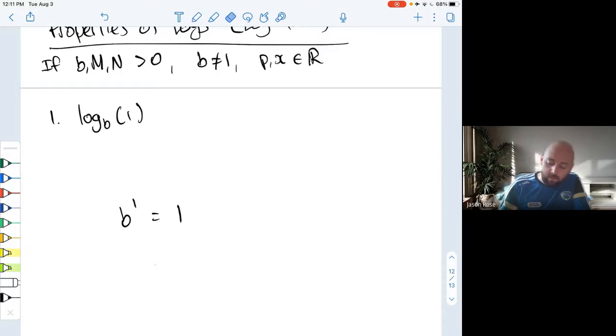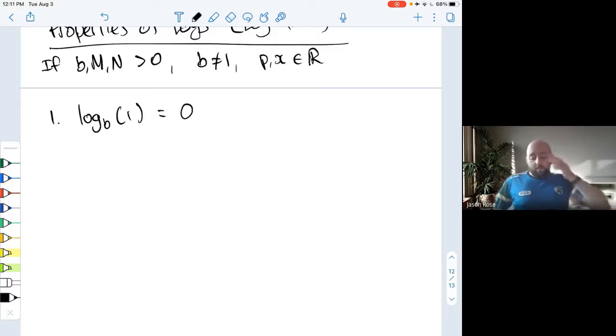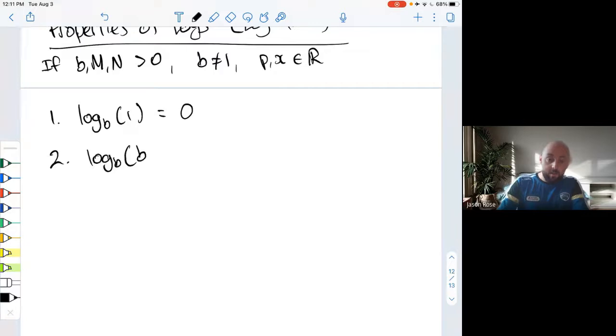If I'm thinking, what power do I have to put to make 1? Oh, sorry, maybe I said it wrong. I'm tired today and I'm speaking kind of weird, so maybe I said the wrong thing. B to the power of 0 would make 1. So no matter what the base is, log to the base b of 1 would be 0, no matter what the base is. How about this one? Log to the base b of b. So now I'm thinking b to the power of what is equal to b?